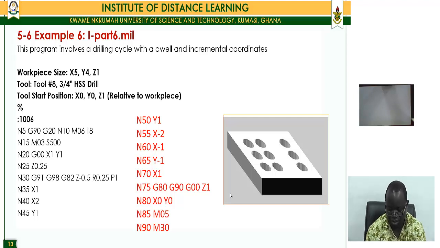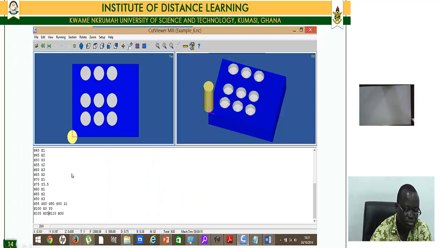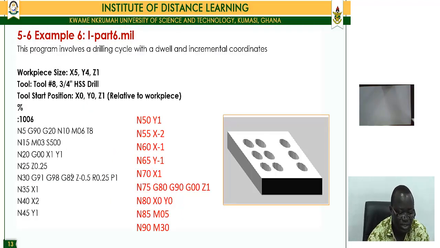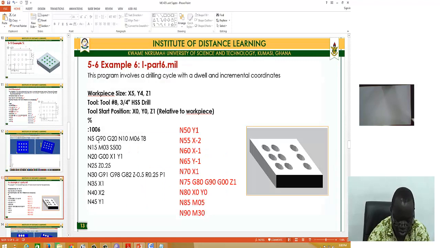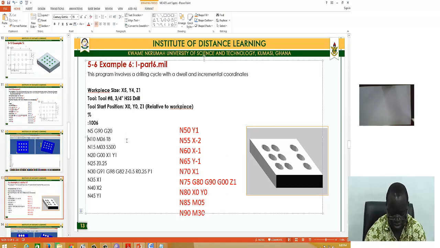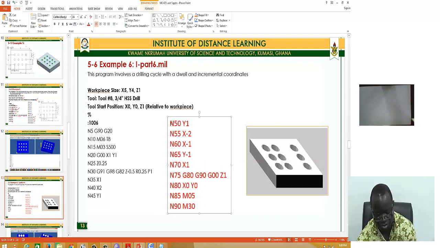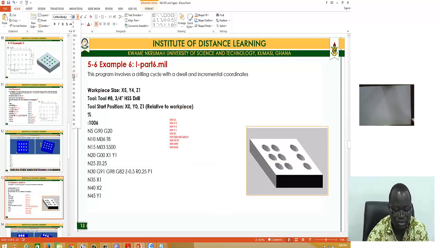Okay, so we move on to the next example, which is example number 6, which is actually programmed using incremental coordinates. If you are using an incremental coordinate system, we'll be programming using a G91. So we'll come to that, but first let's try to do a small editing here to the command line, like that. Okay.